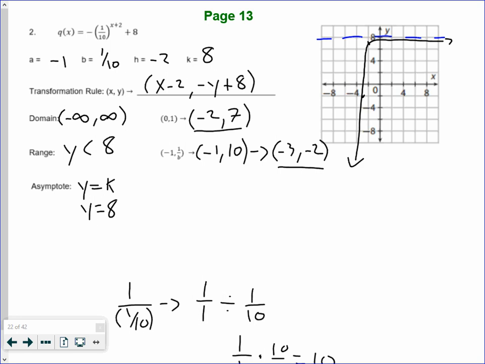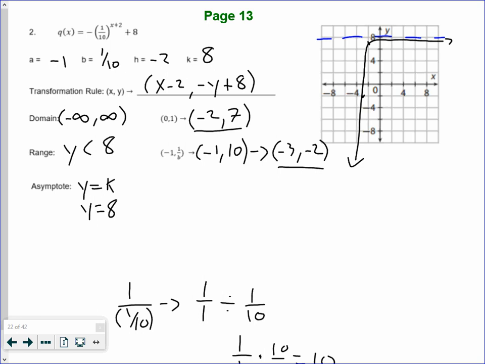Your A is -1, your B is 1 over 10, your H is -2, your K is 8. Your transformation rule should have been (x - 2, -y + 8). Domain is always going to be all real numbers, negative infinity to positive infinity. Before we find our range, our asymptote is y equals k, so our asymptote is y equals 8. And for our range, since our a is negative, our function of y will be less than our asymptote of 8. So y is less than 8.